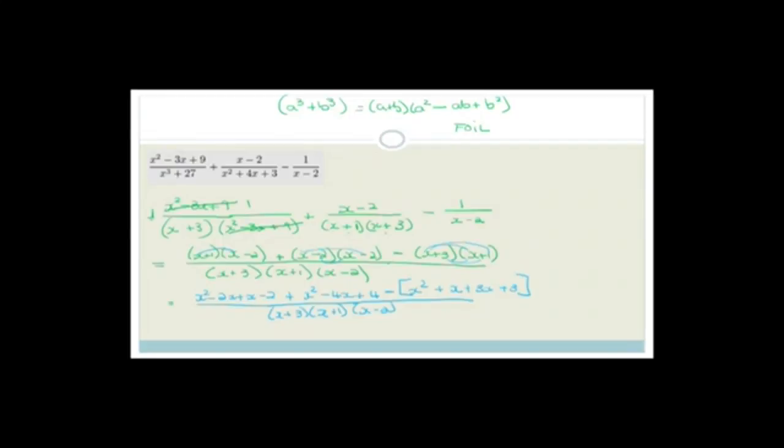Right, so now we need to group things and then add like terms, okay? Well, we can already add like terms a bit. We've got x squared plus x squared is 2x squared. Minus 2x plus x is just minus x. Minus 4x is minus 3x. Minus 2x plus 4 is plus 2. Then it becomes minus x squared. This becomes 4x, so it becomes minus 4x.